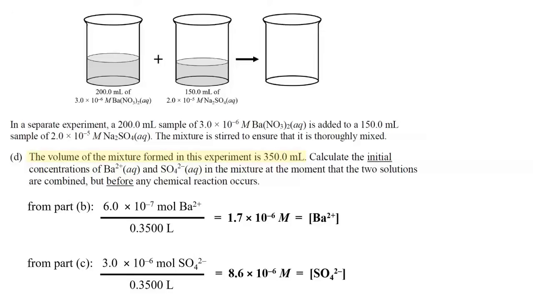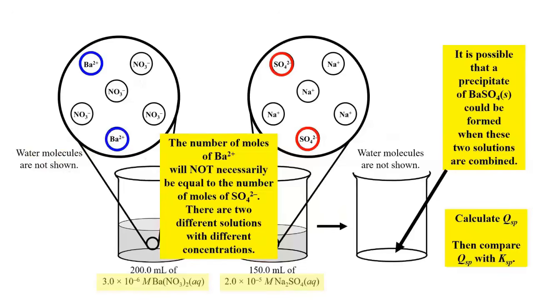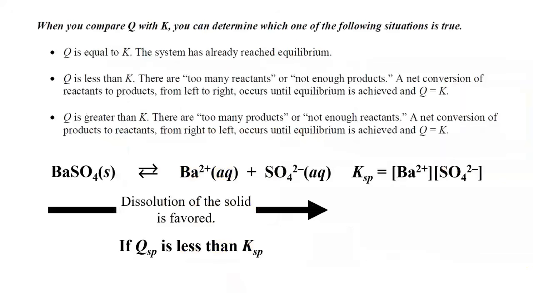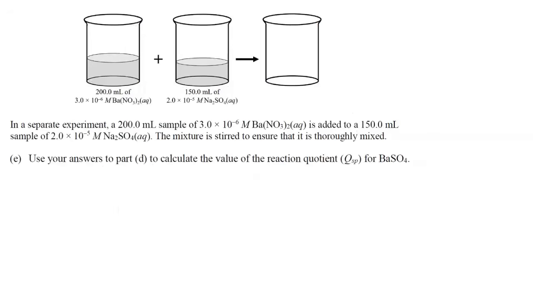So now I can use these values that I just got in part D to plug into the KSP expression, but I'm going to call it QSP for this moment in time. So here comes part E. Remember that we're going to compare Q versus K to determine whether or not a precipitate is formed. If Q is less than KSP, then dissolution of the solid is favored and no precipitate would form. If Q is greater than KSP, then precipitation of the solid is favored and I would see a precipitate.